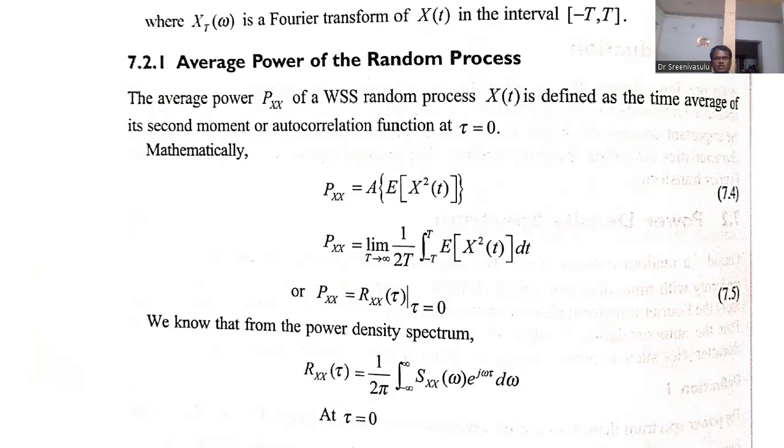The meaning of average is integral from minus T to plus T, and in the denominator we write 1 by 2T, and we apply the limit T tends to infinity of the expected value of X square of t into dt. This formula is directly from the random process, and it is limited to minus T to plus T because, whenever we calculate power, what is the power formula? Usually we calculate 1 by T integral 0 to T magnitude of X square of t dt.